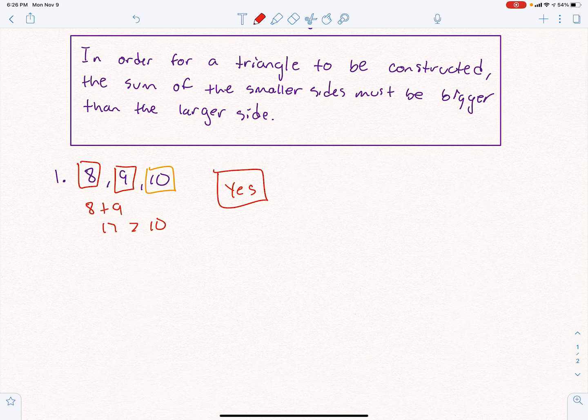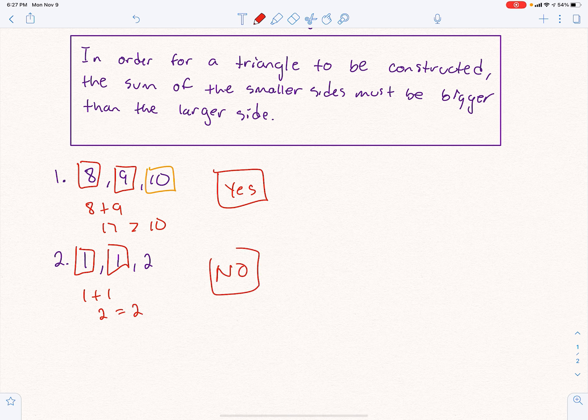Let's look at number 2. If I had sides of 1, 1, and 2, could I make a triangle? Well, the two smaller sides are 1 and 1. 1 plus 1 is 2. 2 is not bigger than 2. It's equal to 2. So that would be a no. It has to be bigger for me to be able to make a triangle out of it.